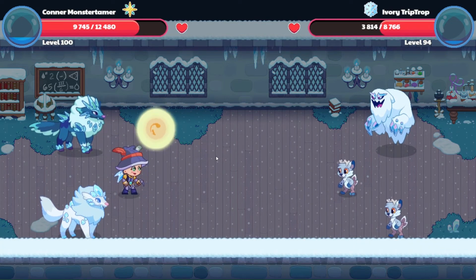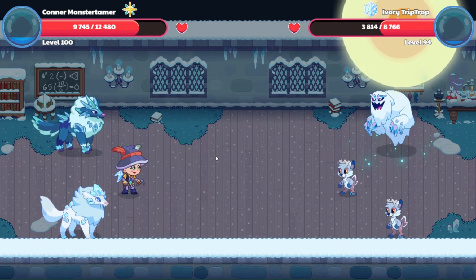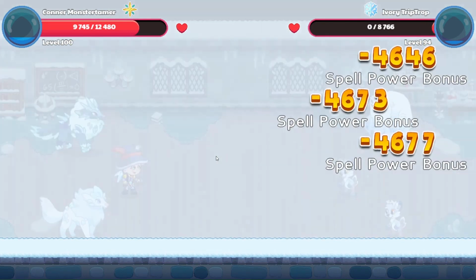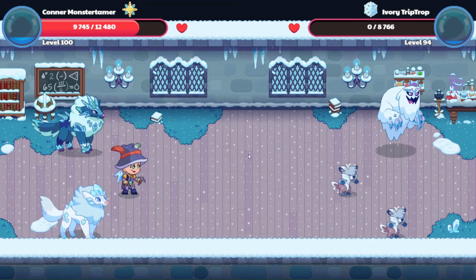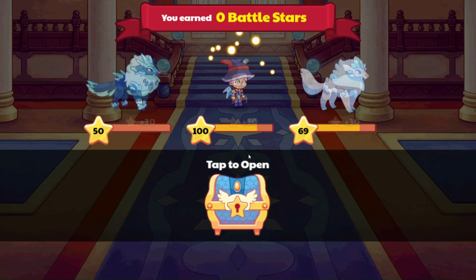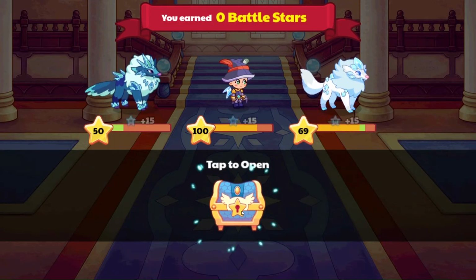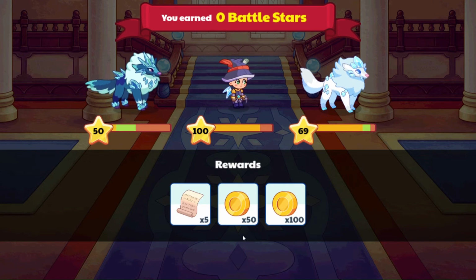Up we go, down we come. I think we're going to be knocking this ivory trip trap out. Sorry, buddy, I meant to get you. And looks like the ivory trip trap, everyone's running away. So hopefully we will see another ivory trip trap before we make it to the top of this tower, so that we can collect it.